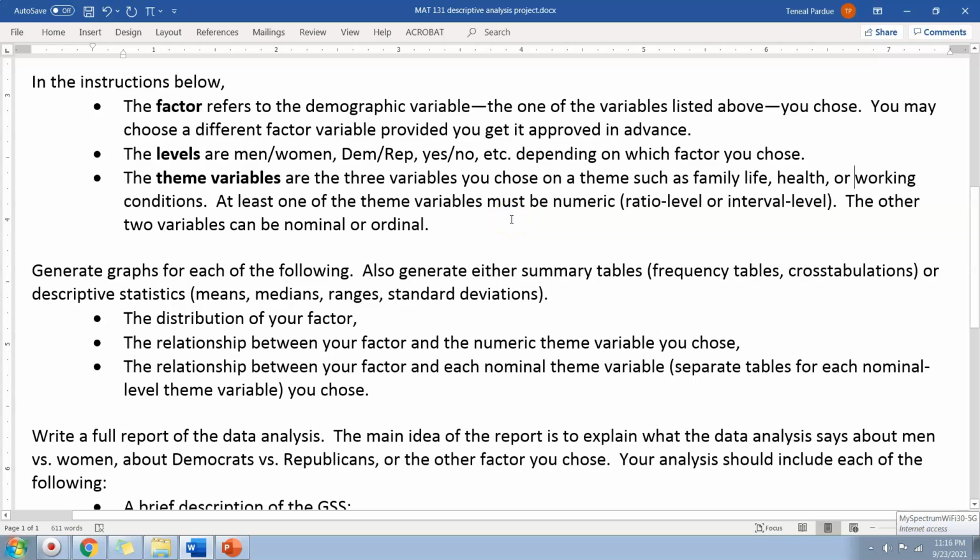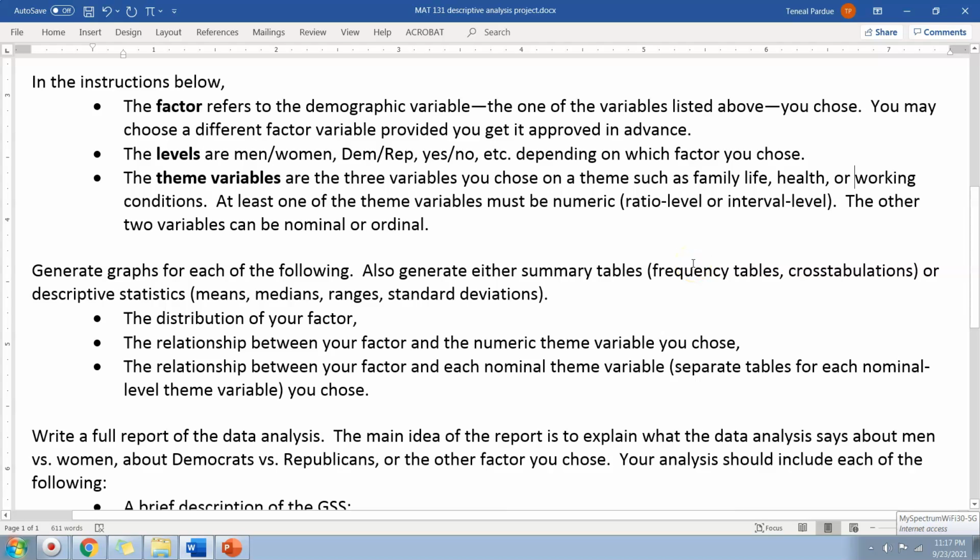Of your 3 theme variables, one of them has to be numeric. Those tend to be the hardest ones to find in the GSS because there aren't as many of them. So one of them needs to be numeric. The other 2 can be whatever you want, nominal, ordinal. You can pick another numeric one if you want to, but I kind of doubt you'll want to do that. So probably you'll have 1 numeric theme variable and 2 nominal or ordinal variables.